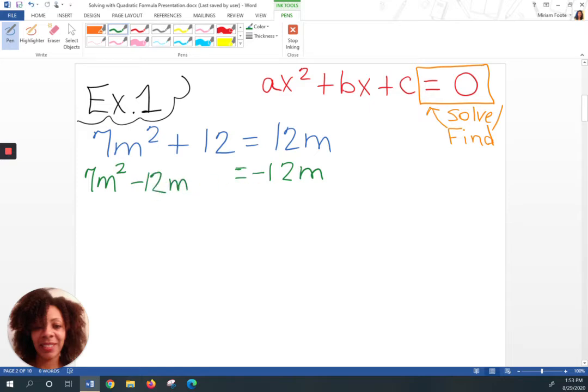And then I have a positive 12, so I'm going to go ahead and get rid of this. I just wanted you to see what was happening. And I have a positive 12. I do not change the sign because it's already on the correct side of the equation.